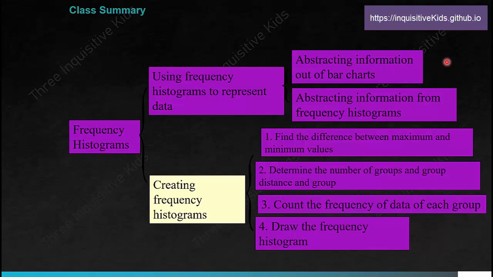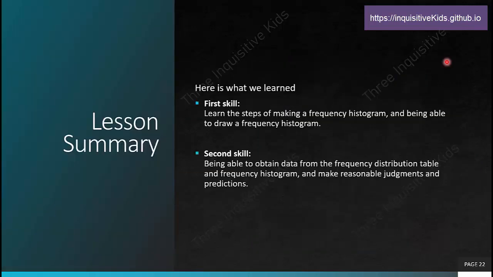So how many groups are there? What's the width of each group? And the groups. 3. Count the frequency of data in each group, and then draw the frequency histogram. The 2 skills we learned today were learning the steps of making a frequency histogram and being able to draw a frequency histogram, and being able to obtain data from the frequency distribution table and frequency histogram, and make reasonable judgments and projections.